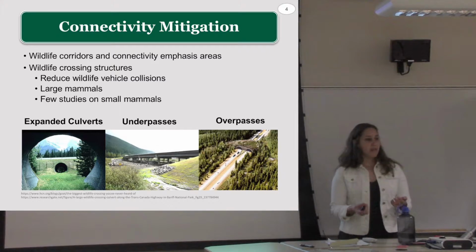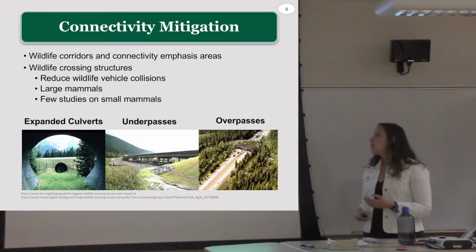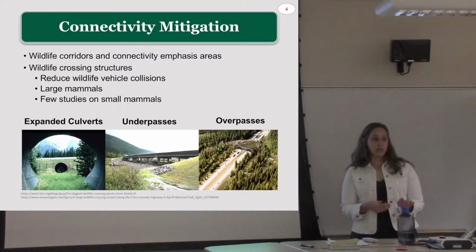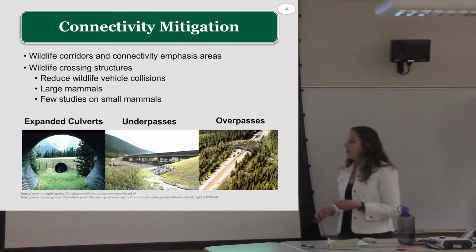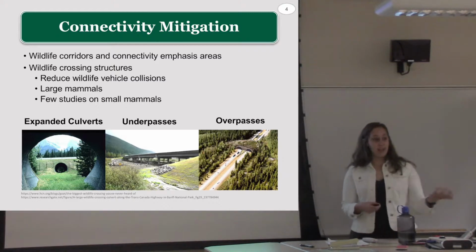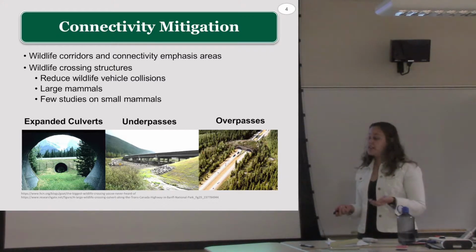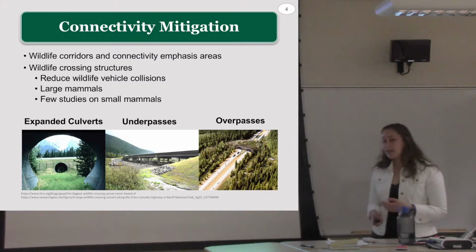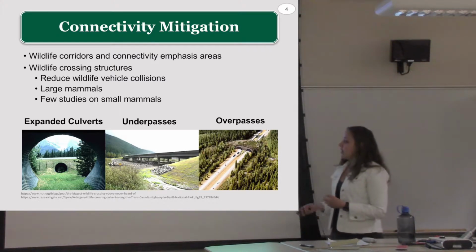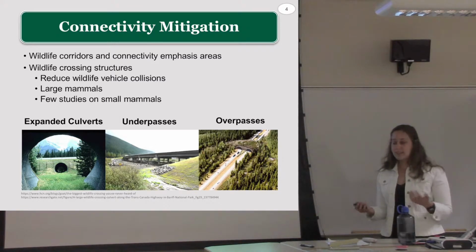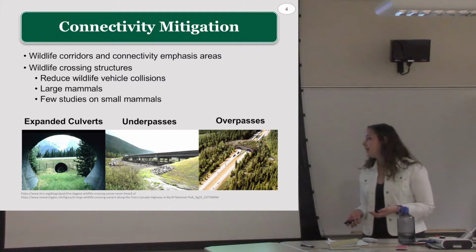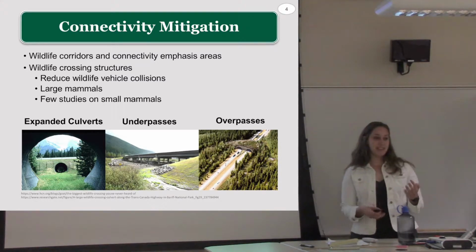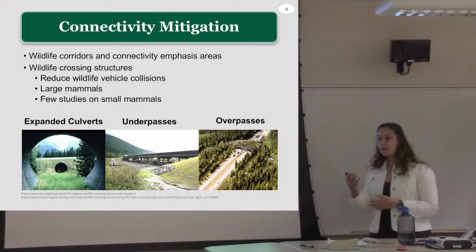And these can be determined by looking at previous migration routes or areas where there's a lot of wildlife vehicle collisions. So once we determine what these connectivity emphasis areas are, we can determine the best place to put wildlife crossing structures, which are effective mitigation tools. And these can be expanded culverts, underpasses or expanded bridges, or large-scale wildlife overpasses. And all of these structures have been shown to reduce wildlife vehicle collisions because they allow animals to safely cross the road by either going over or underneath the road.